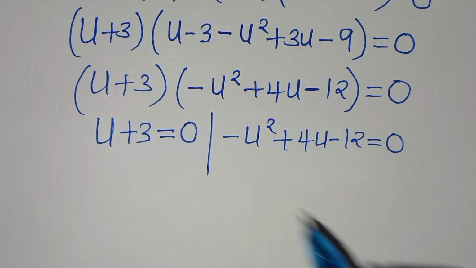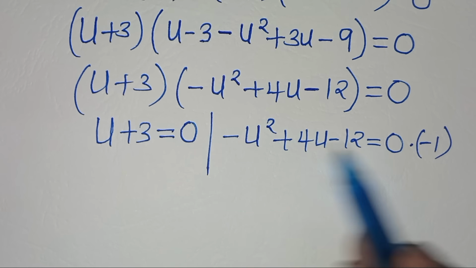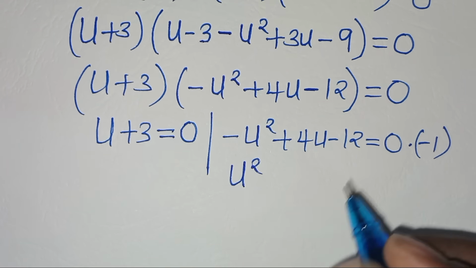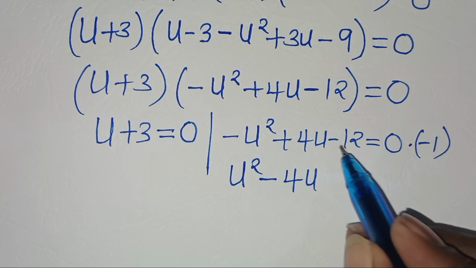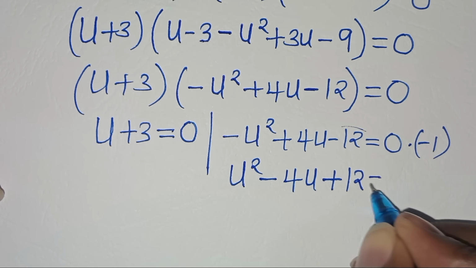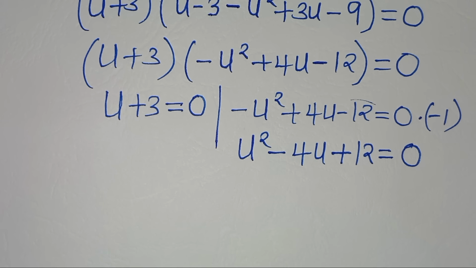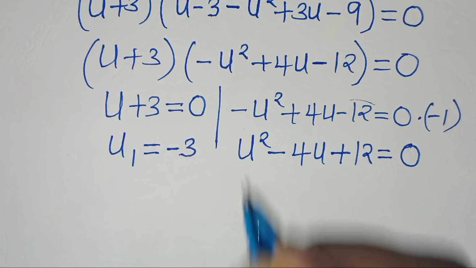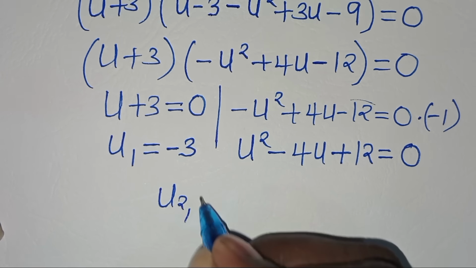So this means that we can eliminate this negative by multiplying everything here by negative 1, so that we have minus u squared times minus 1, this is u squared, plus 4u times minus 1, this is minus 4u. Then negative 12 times minus 1, this is plus 12. And this is equal to 0 times negative 1, this is 0. So we have got two parts here. We have u1 is equal to negative 3. So let's solve for the other values, that is for u2, comma u3.